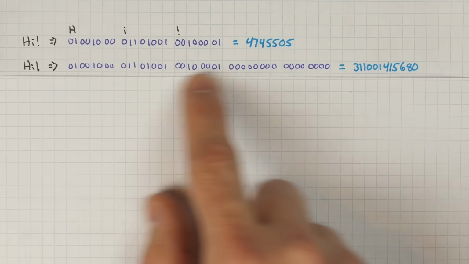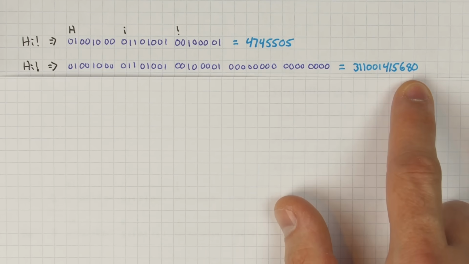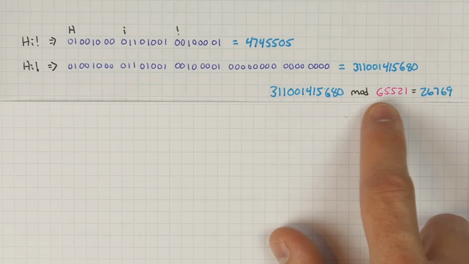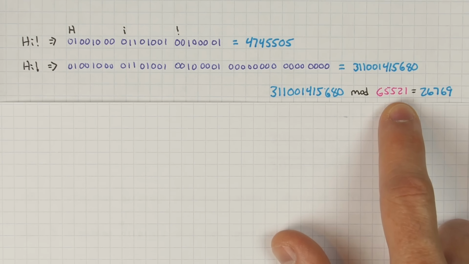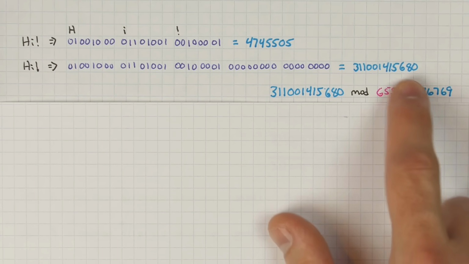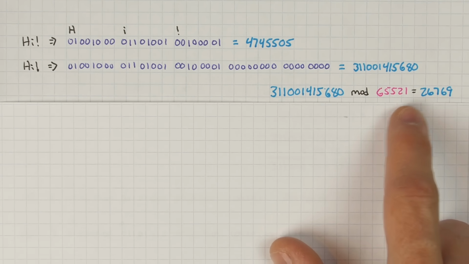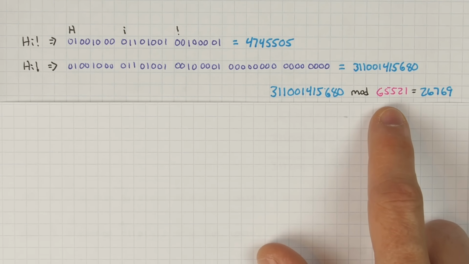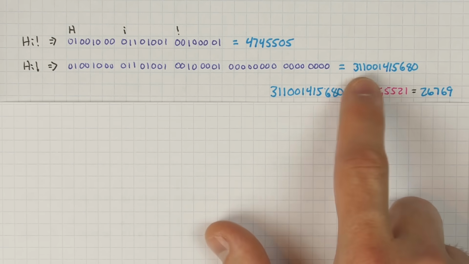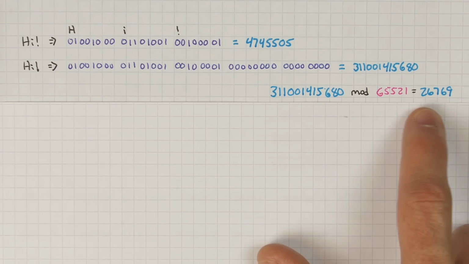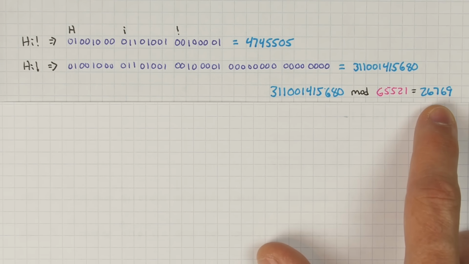So again, we're treating our entire message as just a number. And so we can then divide our message by some other number. I'm going to divide it by 65521. And it's actually important what number you choose to divide by. It might be interesting to think about why that is, but we'll get back to that in a minute. If we divide this message, as represented by this number, by 65521 and look at the remainder, the remainder we get is 26769.